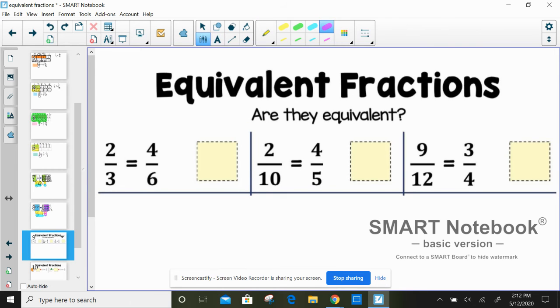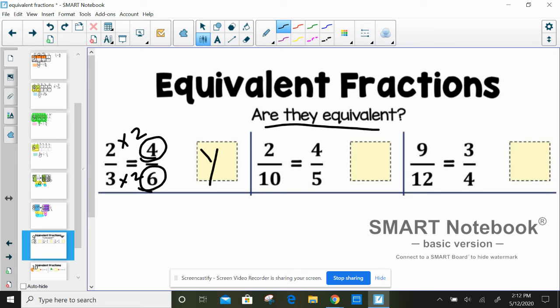Next one here. So this question is asking, are these equivalent? Let's find out. So could I multiply 2 and 3 by the same number, and it has to be the same number, to get 4, 6? Let's see. If I multiply 2 times 2, I do get 4. Which means I have to multiply 3 by 2, and that does give me 6. So they are. Okay?